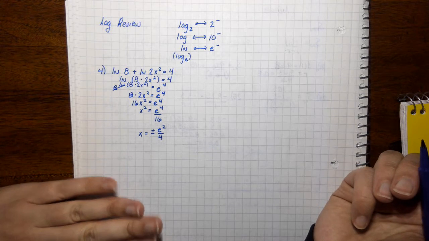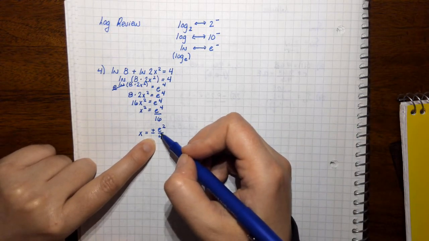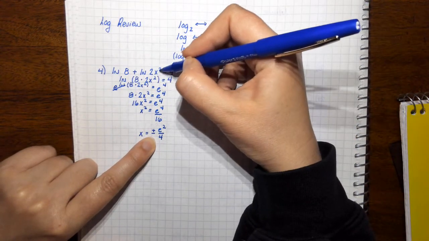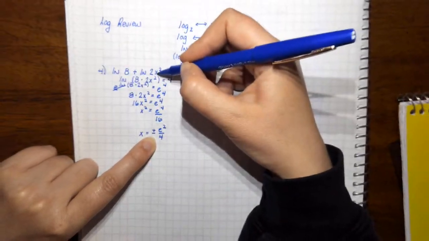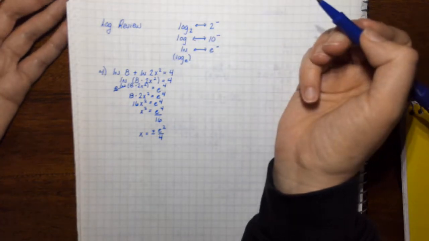Okay, a lot of times in log problems we would only take the positive one. In this case, we can actually take both the positive and the negative because this is squared, so if we were to plug these back in, we would make them positive anyway immediately, because the first thing you would do would be square it.